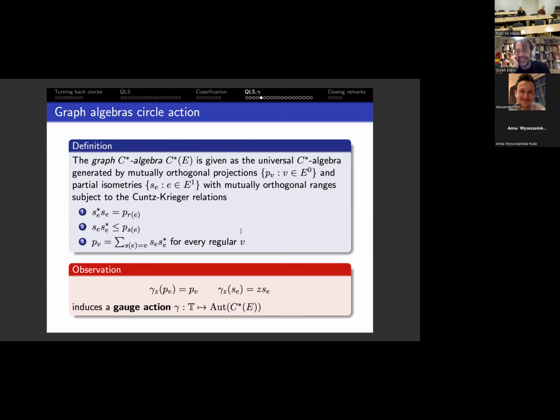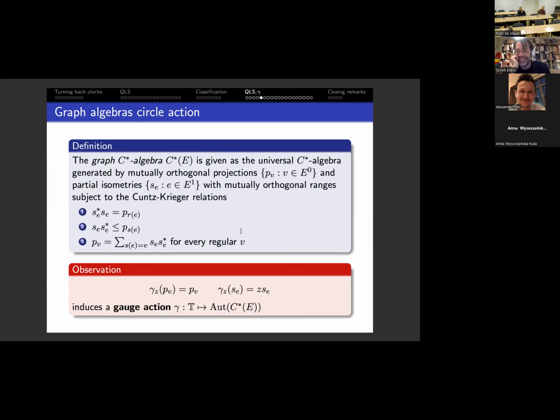So really, what I want to say here is that it's a natural way of attacking this problem to say, okay, the quantum lens spaces come with an action of the circle and they're graph algebras. And graph algebras come with actions of the circle. So hopefully these circle actions are related. And this happens to be slightly tricky. So let me say a few things about the general case before I move on to this.